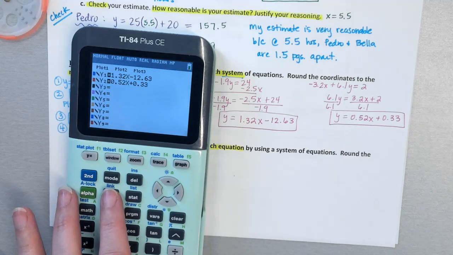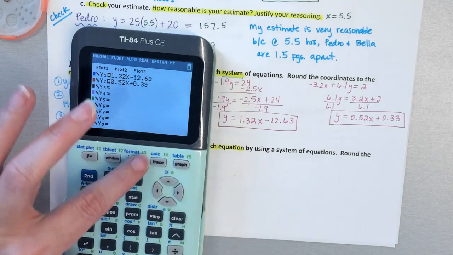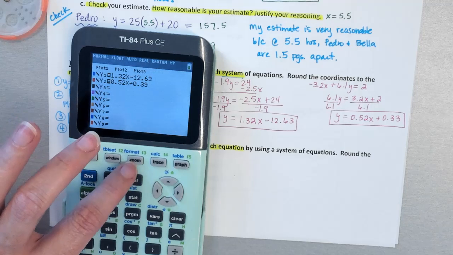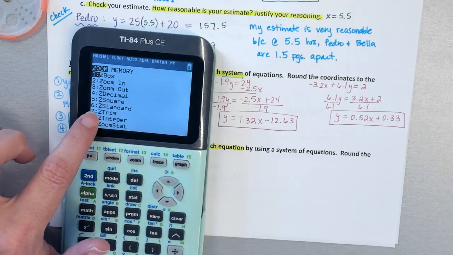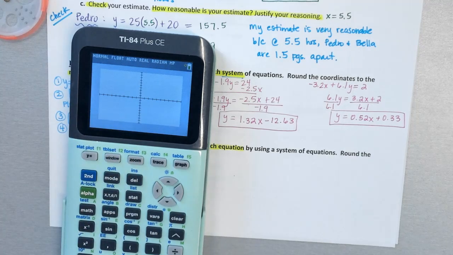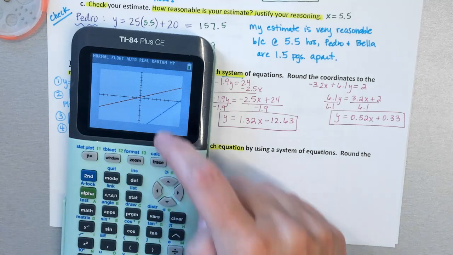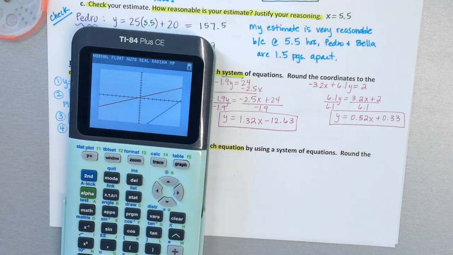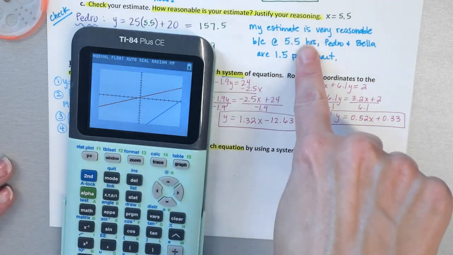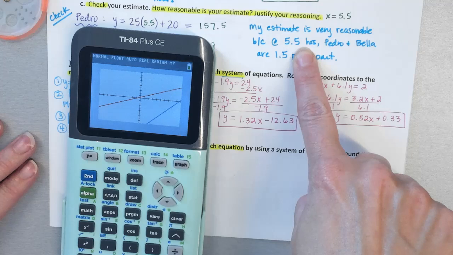Now if you haven't been using this for any other class, you should be in the standard window, but you can also go to Zoom and press 6 for the standard window, which is a 10 by 10 window. Like I said, most of you have that anyway. Now, can you see the intersection point on here? No, but you would agree that it's intersecting somewhere over here, right?